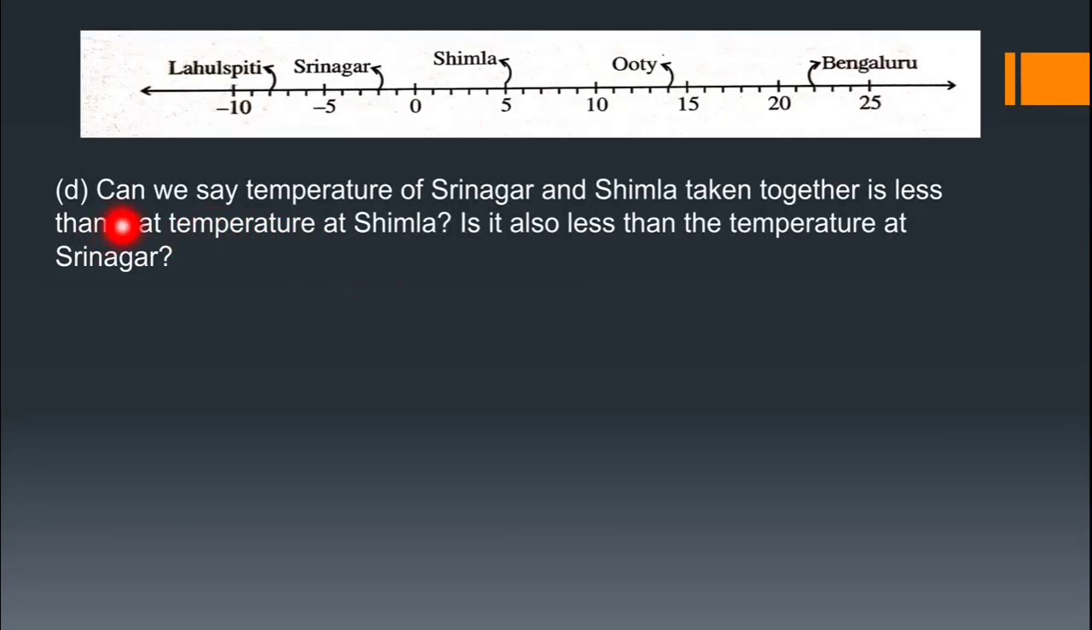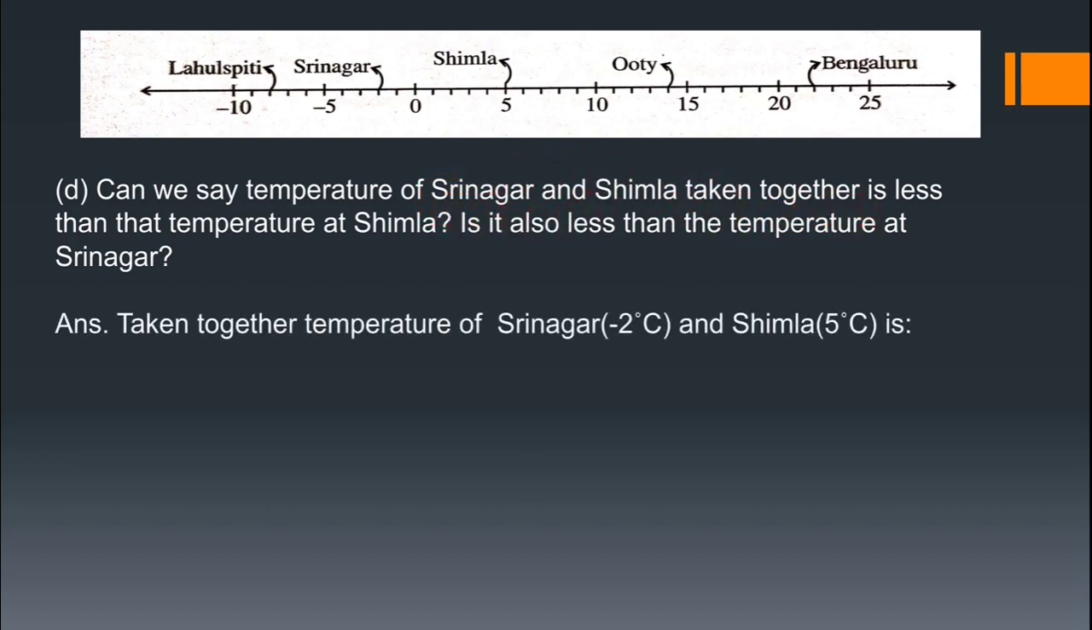Our next part is, can we say temperature of Srinagar and Simla taken together is less than that temperature at Simla? Is it also less than the temperature at Srinagar? So taken together means adding the temperature at these two places. So we can write taken together temperature of Srinagar, that is minus 2 degree centigrade, and Simla 5 degree centigrade is equals to minus 2 degree centigrade plus 5 degree centigrade.